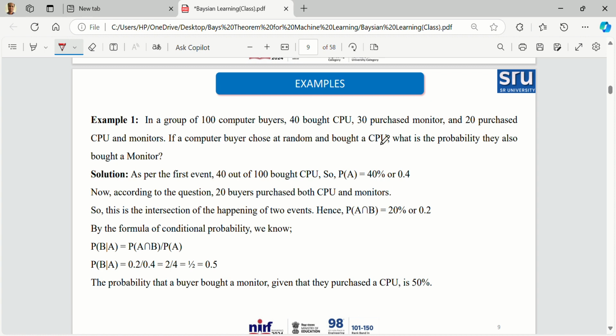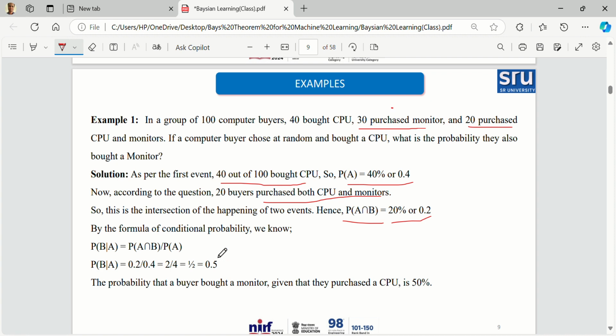You see that 30% purchase a monitor, 20% purchase CPU and monitor. But you take some buyer randomly. Now, in the first event, 40 out of 100 bought a CPU, so probability of A is 40%, that is 0.4. 20 buyers purchased both CPU and monitor. Now probability of A intersection B is 20%, that is 0.2. So probability of monitor is 0.3.